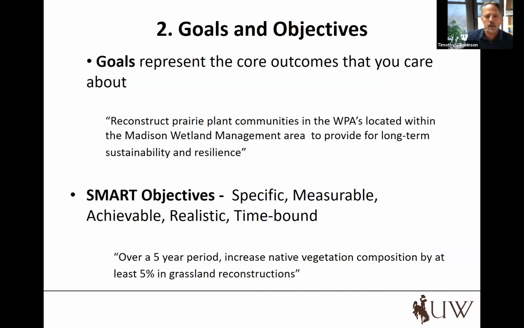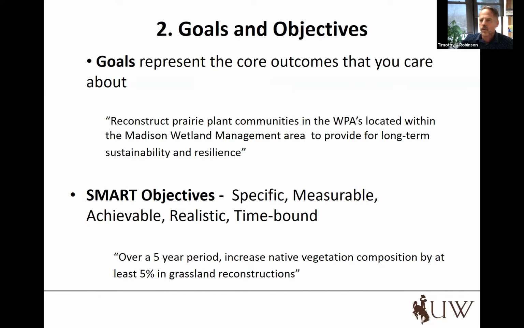So the second step, as far as coming up with an evidence-based approach, is that you have to explicitly lay out the goals and objectives of your project. Goals represent the core outcomes that you care about, sort of a pie in the sky vision for what you hope to achieve. In this particular case, one goal of many in this area is to reconstruct the prairie plant communities in these WPAs located within the Madison Wetland Management Area in order to provide for long-term sustainability and resilience.